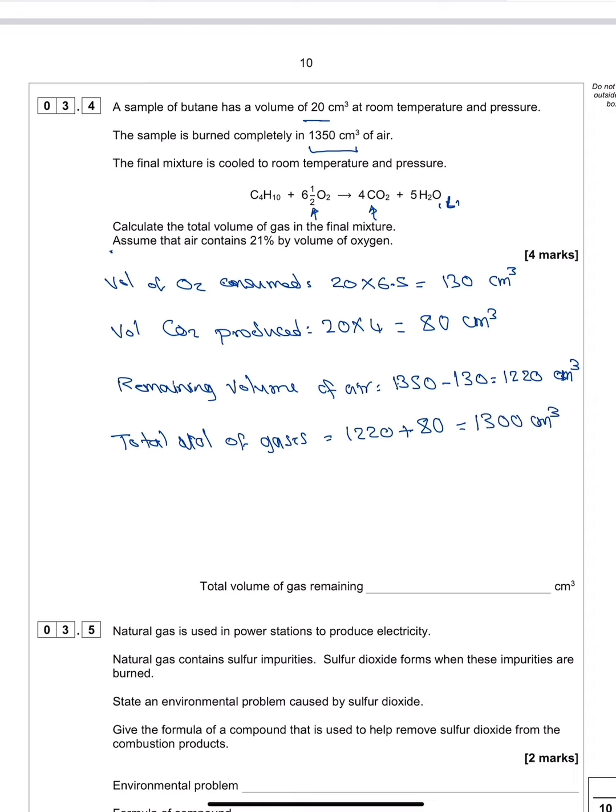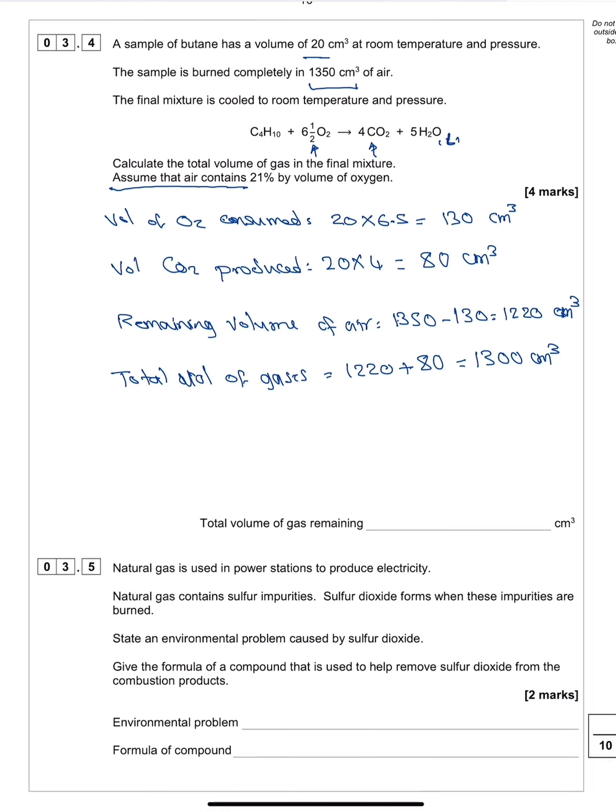They give you here a bit of information that assumes the air contains 21% by volume of oxygen. You're not going to use this one. You could use it, but you're going to add extra steps in your calculation, and you actually don't need to use it. So just ignore this piece of information.